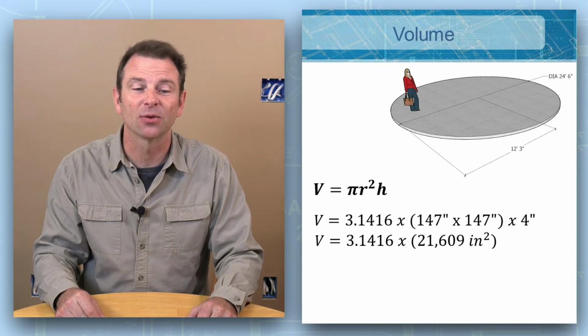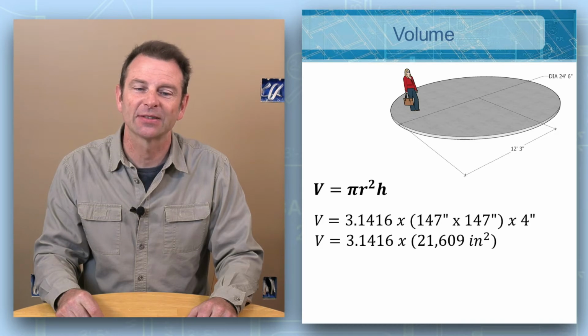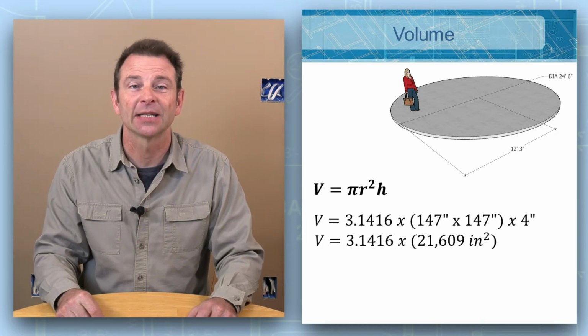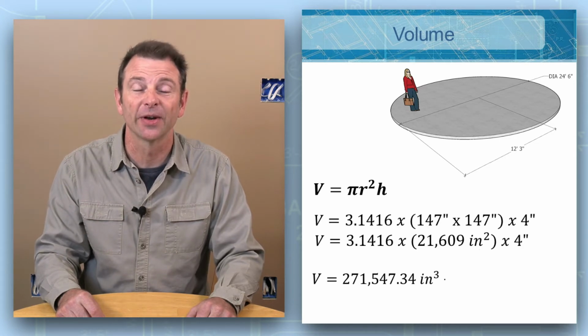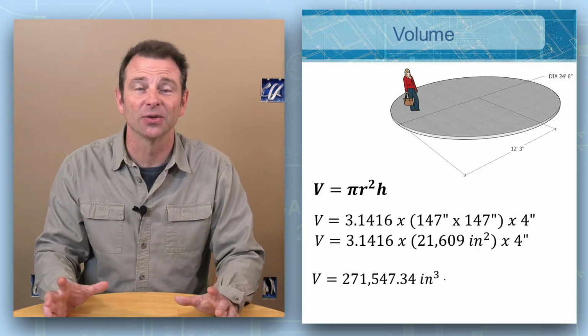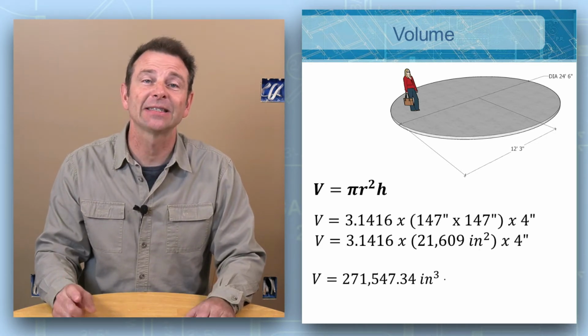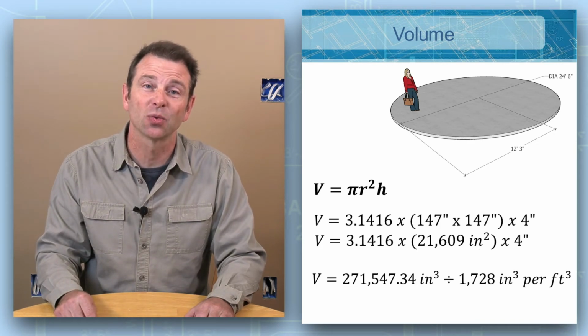We have V equals 3.1416 times 21,609 square inches times 4 inches. That equals 271,547.34 cubic inches. Our answer needs to be in different units than cubic inches, so let's divide this number of cubic inches by our 1,728 cubic inches per cubic foot.